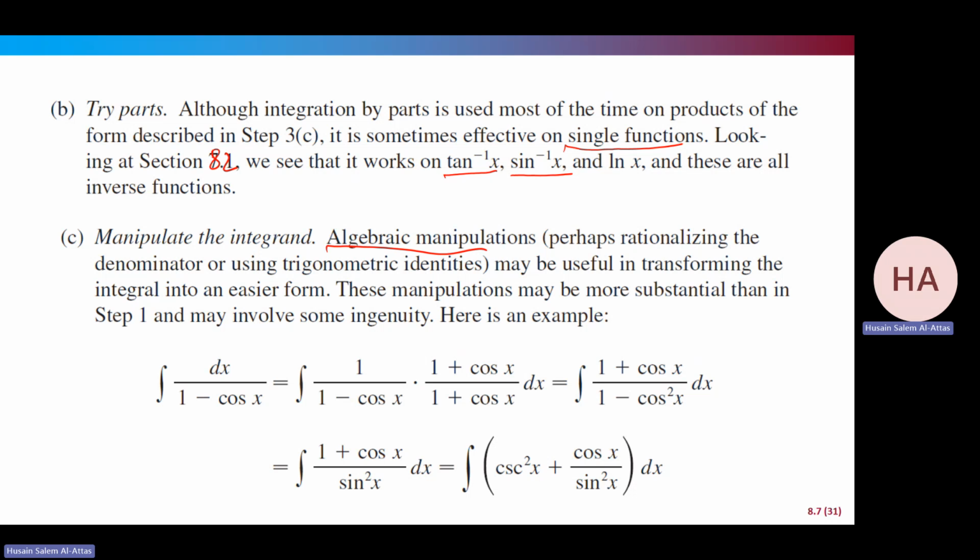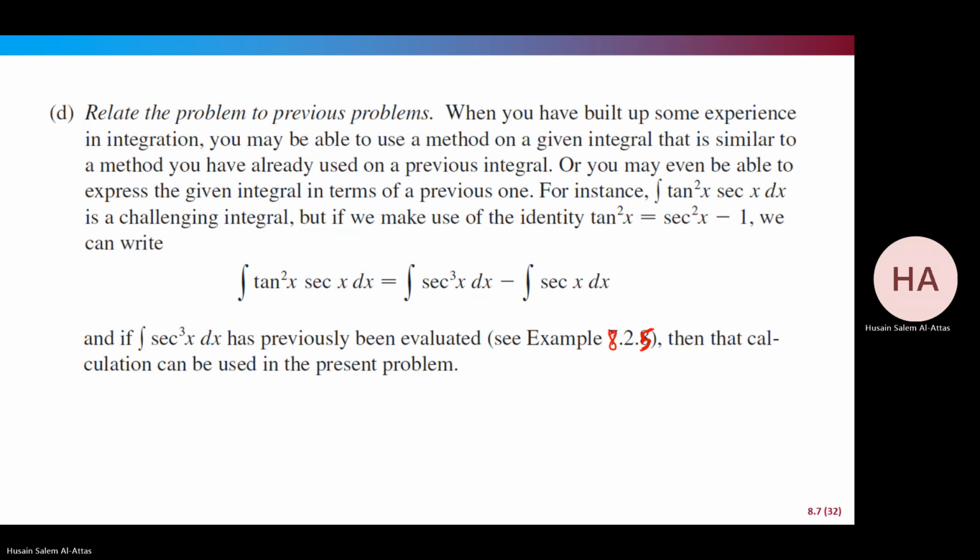For example, 1 minus cosine x. You need to multiply it by 1 plus cosine x over 1 plus cosine x to make it like this, which is easy to do. This one is cotangent times cosecant, which you can integrate easily.